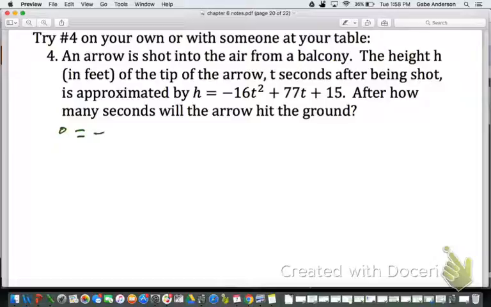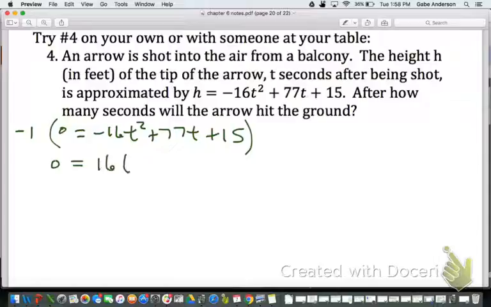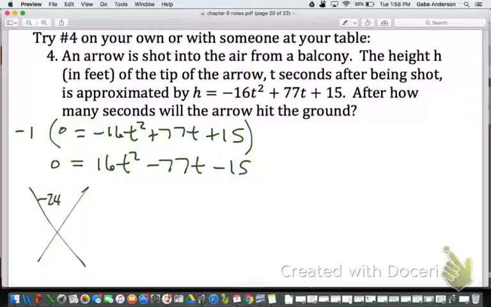So we'd write 0 equals -16t squared plus 77t plus 15. Just like before, I'm going to multiply everything through by a -1 to clear out that negative a value. So that'll give me 0 equals 16t squared minus 77t minus 15. Colby, your question: this would be on a test, we have to show the -1? Nope, I think you're good. I figure you could probably do that on your own without showing work. So your AC here is -240. Your B is -77. So the numbers that work are -80 and 3.